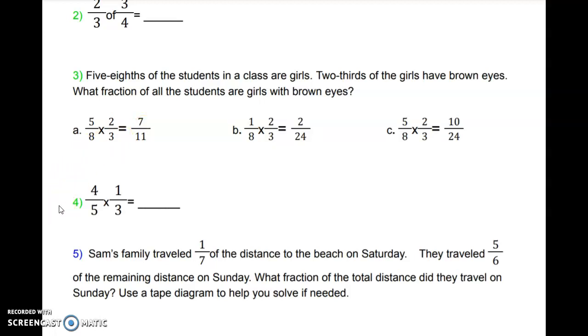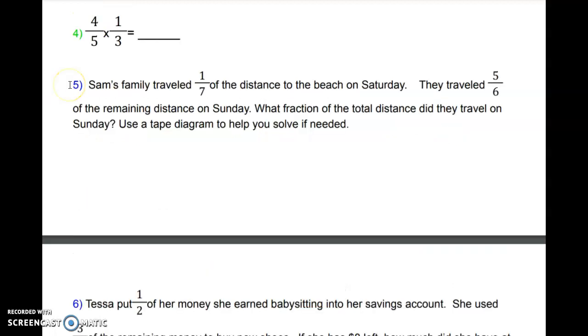Number 4, 4/5 times 1/3. So 4/5 times 1/3. Number 5, Sam's family traveled 1/7 of the distance to the beach on Saturday. They traveled 5/6 of the remaining distance on Sunday. What fraction of the total distance did they travel on Sunday?